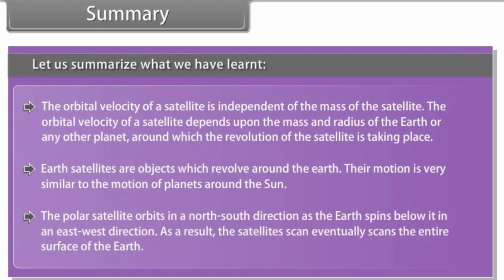The polar satellite orbits in a north-south direction, as the Earth spins below it in an east-west direction. As a result, the satellites scan the entire surface of the Earth.